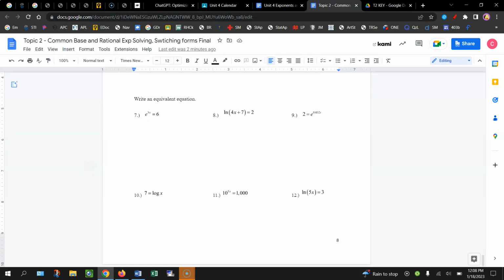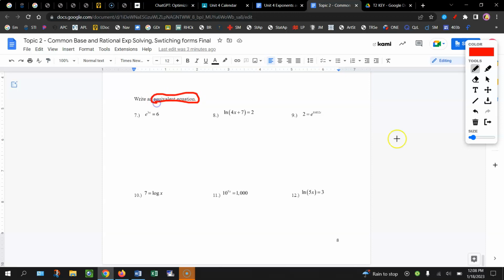So we're just switching forms. That's what it means, equivalent expression. This is a fancy way of saying just switch forms. So all we're going to do here is switch forms. So let's look at a couple of these together. If we start with question 8.